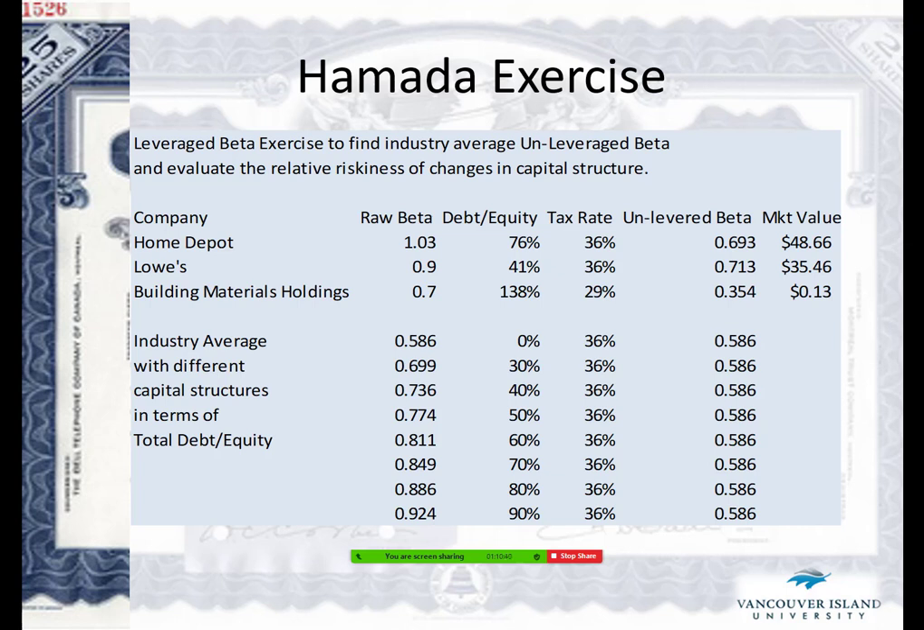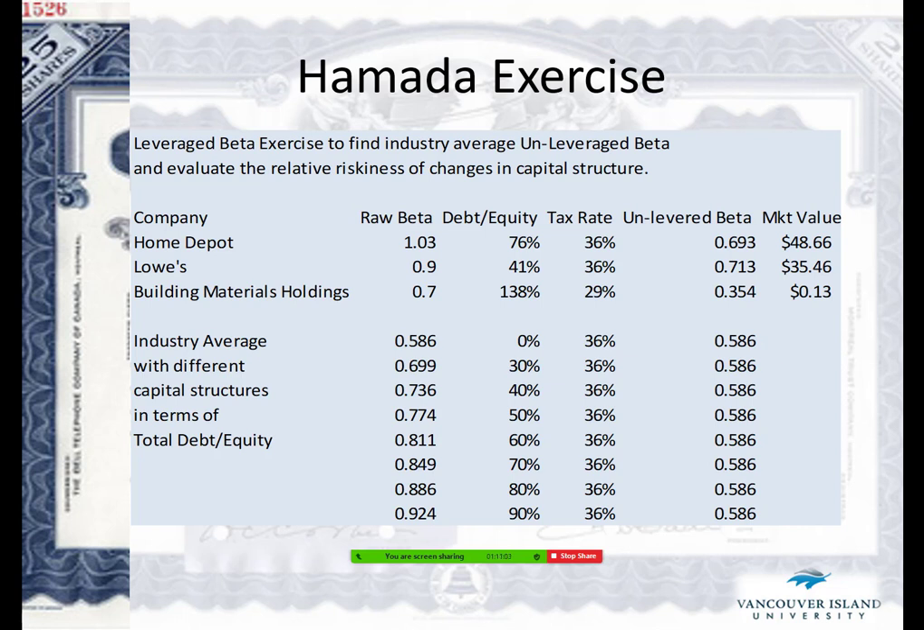We just used the raw number. We didn't bother doing any fancy weighting. So we took the average of these 3 companies, and we said that's the average for the industry, for the peer group that we know. And for our new company, therefore, an all-equity beta or an unleveraged beta would be on average about 0.586.